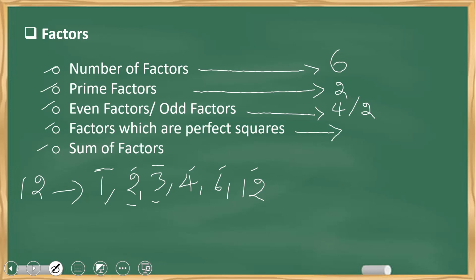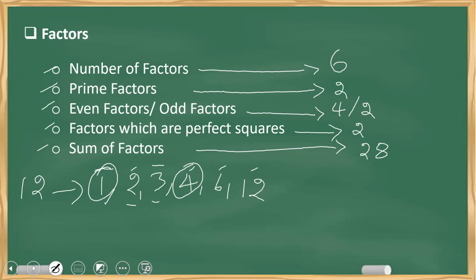Next, perfect squares. What is meant by a perfect square? The power should be even. So 1 is a perfect square, and also 4 is a perfect square. Now how many are there? Totally 2, 1 and 4. Now sum of factors. We'll add the factors here. So 1 plus 2 is 3, 3 plus 3 is 6, 6 plus 4 is 10, 10 plus 6 is 16, 16 plus 12 is 28. These are the questions they might ask you in the examination. But again, the way they ask the question in the examination might be very different.